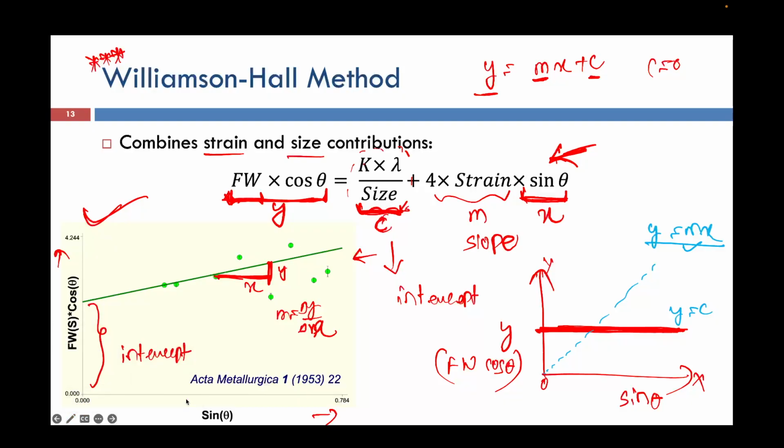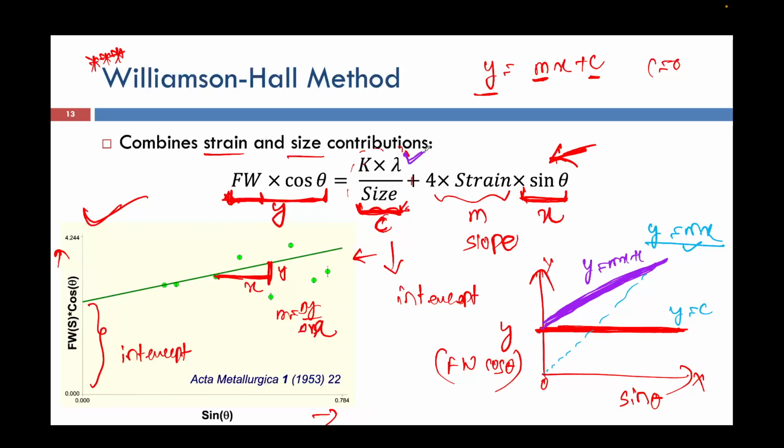I will be putting it in another color. So we are finally getting a curve like this. So finally we will be getting a curve like this, which incorporates y is equal to mx plus C. Okay, so this is one of the most important equation. Again I say that Fw cos theta is equal to k alpha, and alpha we know already.